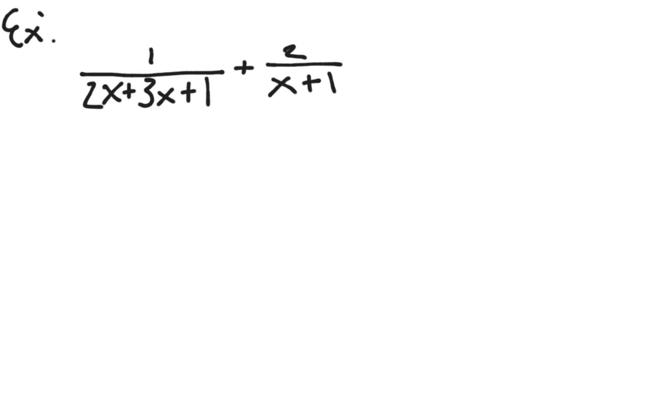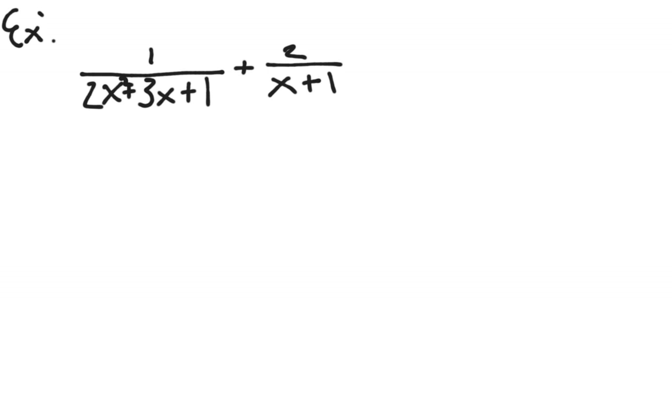Here's my example. I have 1 over 2x squared. It looks like I forgot the squared there, so let's just fix that. Plus 3x plus 1, and I'm going to add to that 2 over x plus 1. I told you that the one extra step that we need to add when we're dealing with rational expressions is we need to factor. I can't factor the numerators anymore. I can't factor 1, can't factor 2, they're already factored. I can't factor x plus 1 any further either. But I can factor 2x squared plus 3x plus 1.